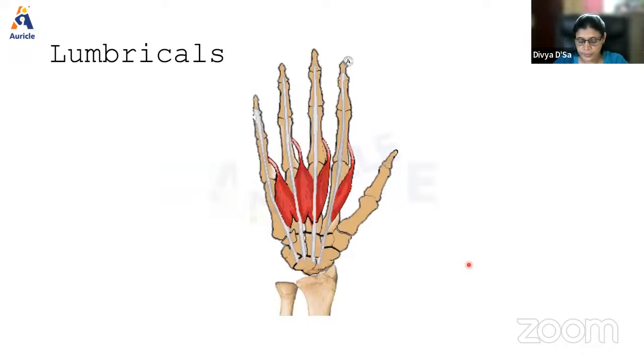So the lumbricals. How many lumbricals do we have? We have 4 lumbricals. Here you should know the first and second lumbricals are unipennate, whereas the third and fourth are bipennate. The first and second lumbricals come from the lateral side of the tendons of flexor digitorum profundus. The third and fourth come from the adjacent sides of the medial 3 tendons, that is the second, third, and fourth tendons.